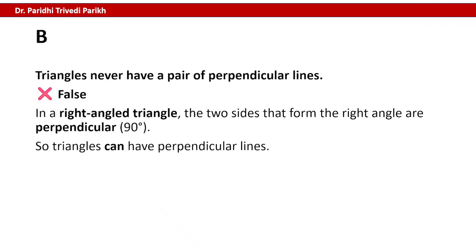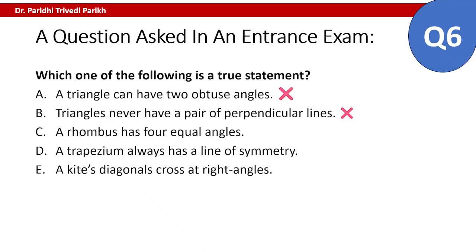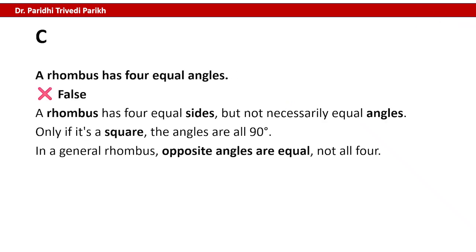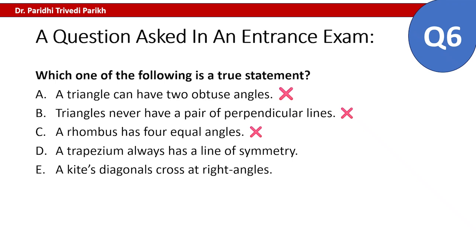Now second, a triangle never has a pair of perpendicular lines. This is again wrong because a right angle triangle will have. So this is false. Now third, a rhombus has 4 equal angles. Wrong. Rhombus has 2 pairs of equal angles, situated opposite each other. Opposite angles are equal, not all angles are equal. So this statement is wrong.